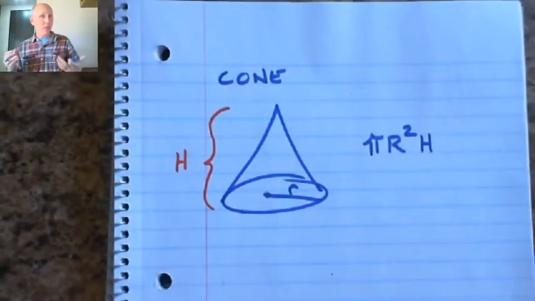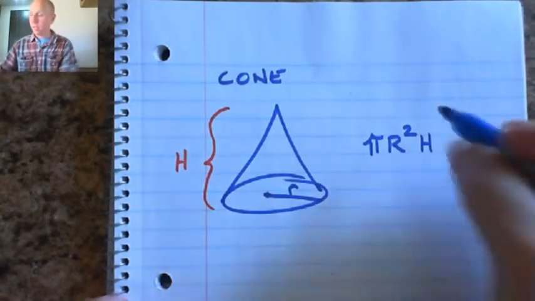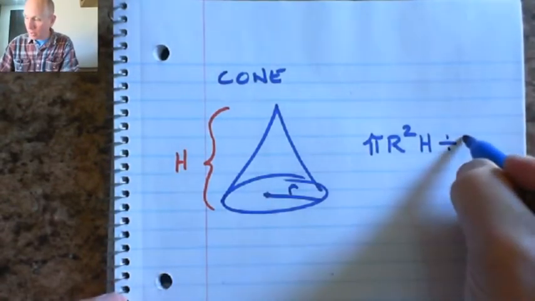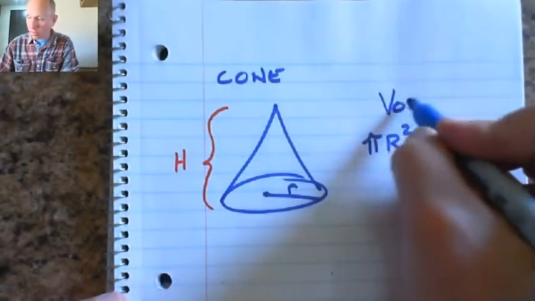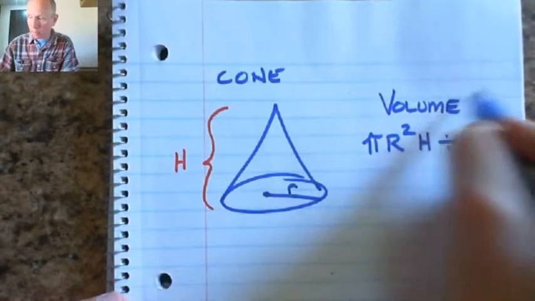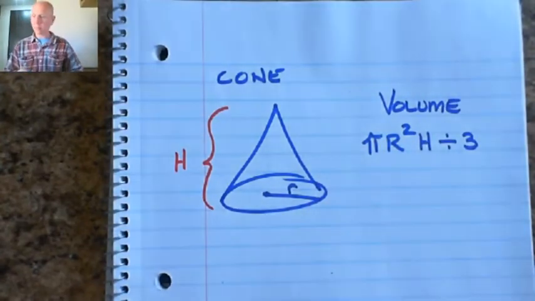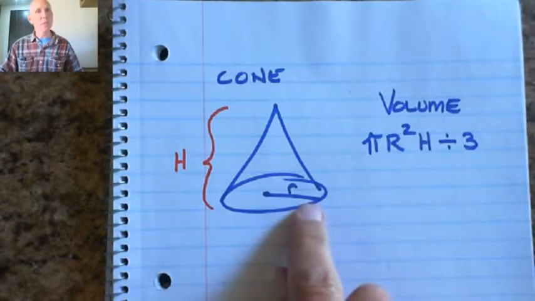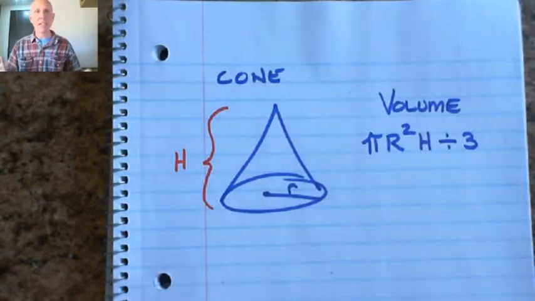But it's not the full cylinder. It's actually lost a lot of its volume. So I divide it by 3. So it's the area of the circle, which is pi r squared, times the height, divided by 3. That gives you the volume of your cone.